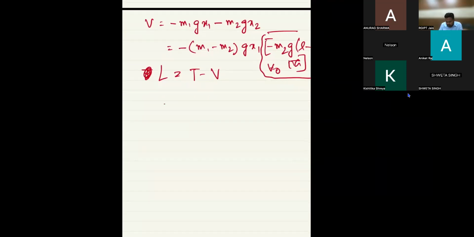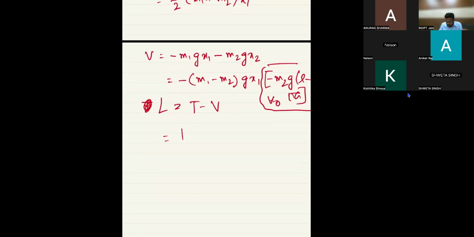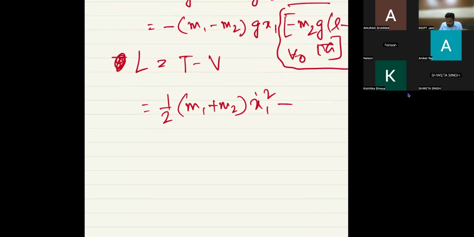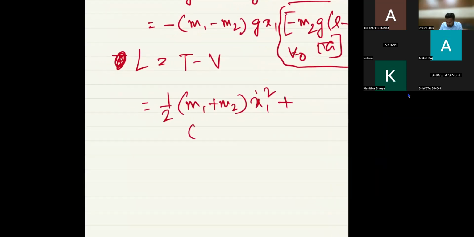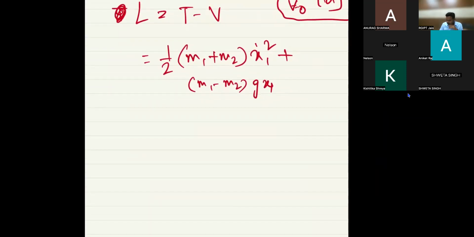So the Lagrangian is L equal to T minus V. The expression for T is half (m1 plus m2) x1 dot square, and this will be plus (m1 minus m2) g x1. So this is the Lagrangian. Now what will be the equation of motion in this case?